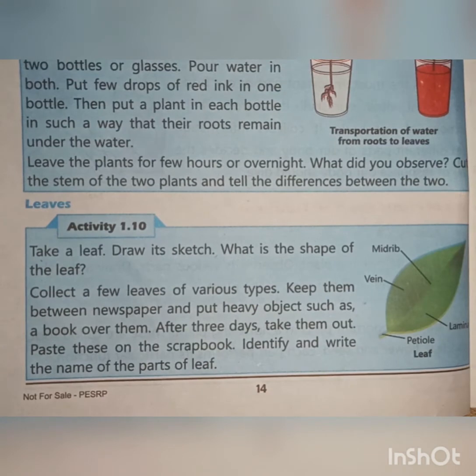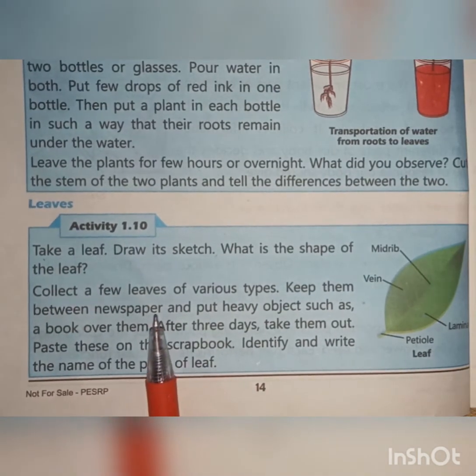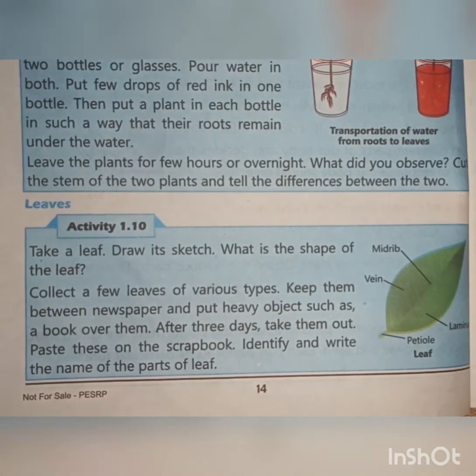Dear students, this is an activity and you will do this activity by yourself. Take a leaf and draw its sketch on your notebook. And also write what is the shape of the leaf. Next there is another activity.